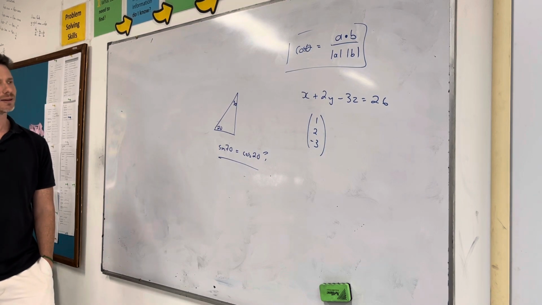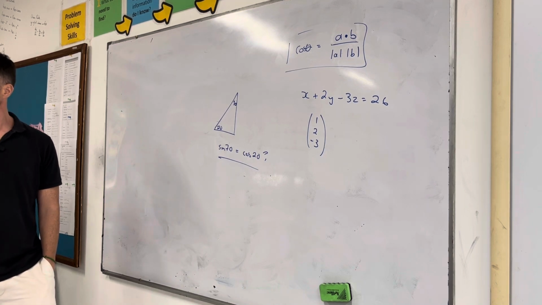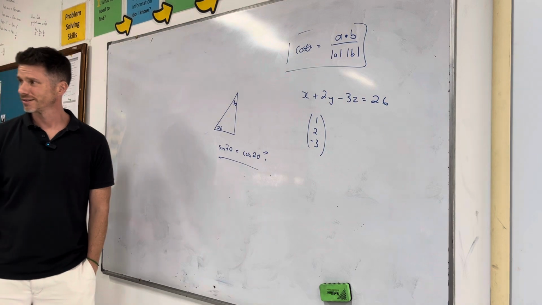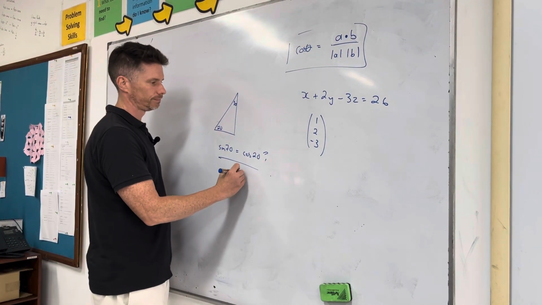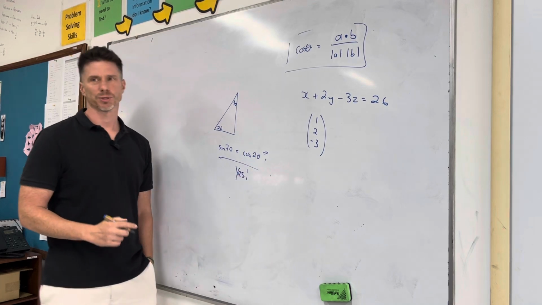Because you're looking at the adjacent and the opposite, which are basically the same lines, just from different perspectives. How does this help us?